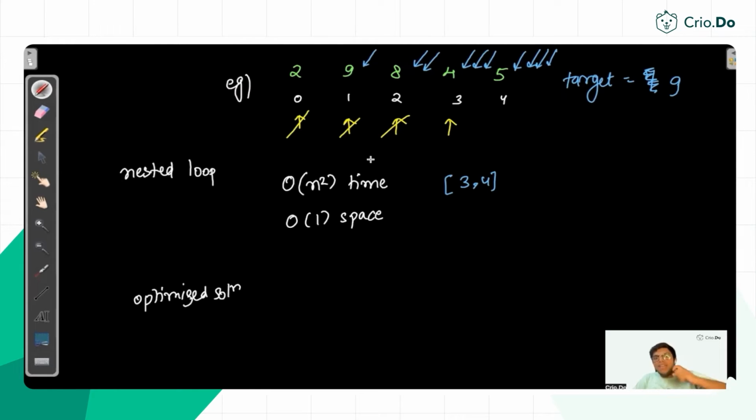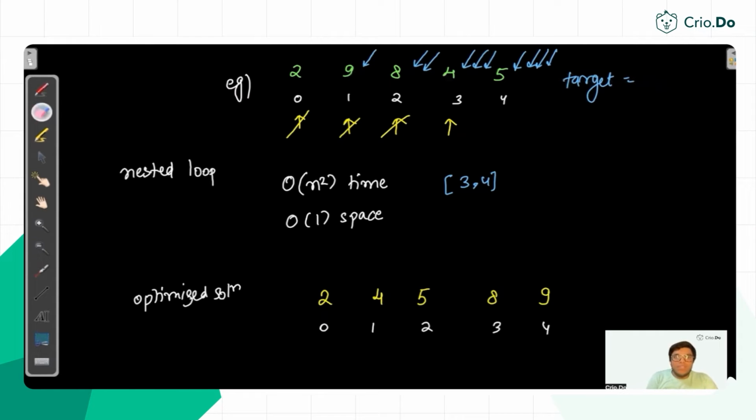But the question is, why will the ordering of the elements matter? If I put the elements in sorted order, that is in increasing order, why will it help me, or how can it help me? Let's suppose I have sorted all the values, that is 2, 4, 5, 8, 9, and the target we are figuring out is 9 only.